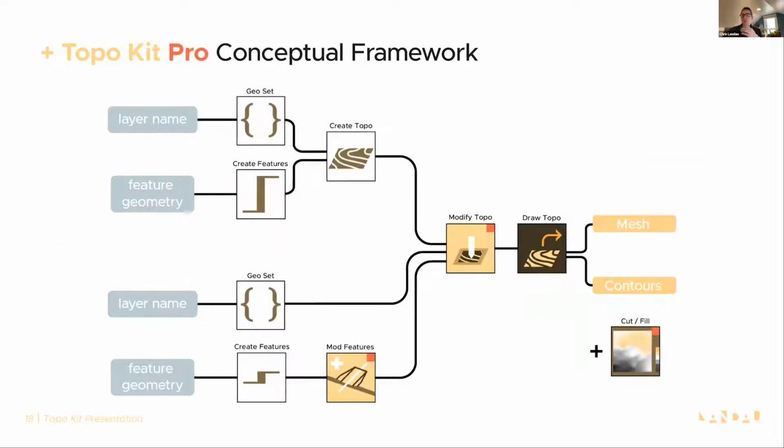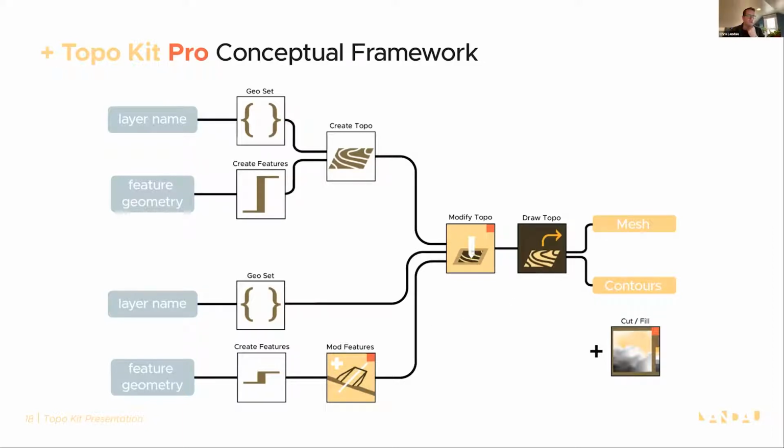So a more advanced workflow might be all of the same stuff, creating a geo set and a set of features that create topo, but then you can also take a new geo set of like a proposed condition or a revision condition, or revised features, and input those to actually patch or modify the topography. We also have mods for the features as well. Specifically right now for curbs, you can create curb cuts, and we'll show you how to do that.